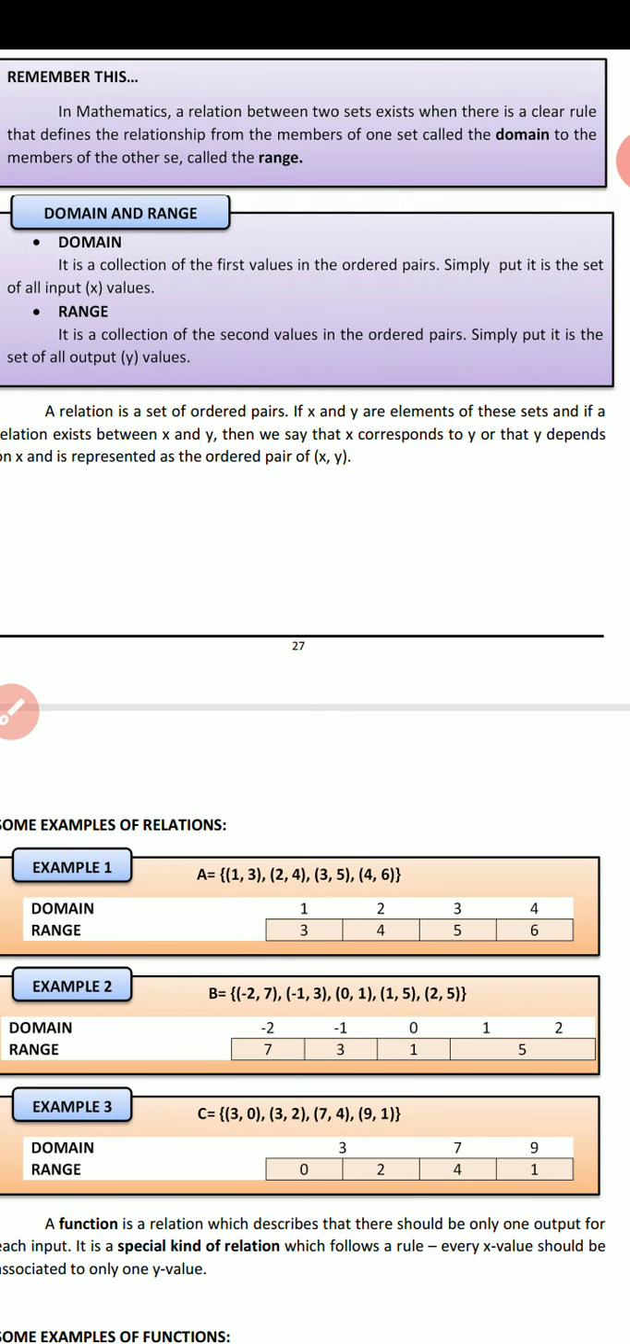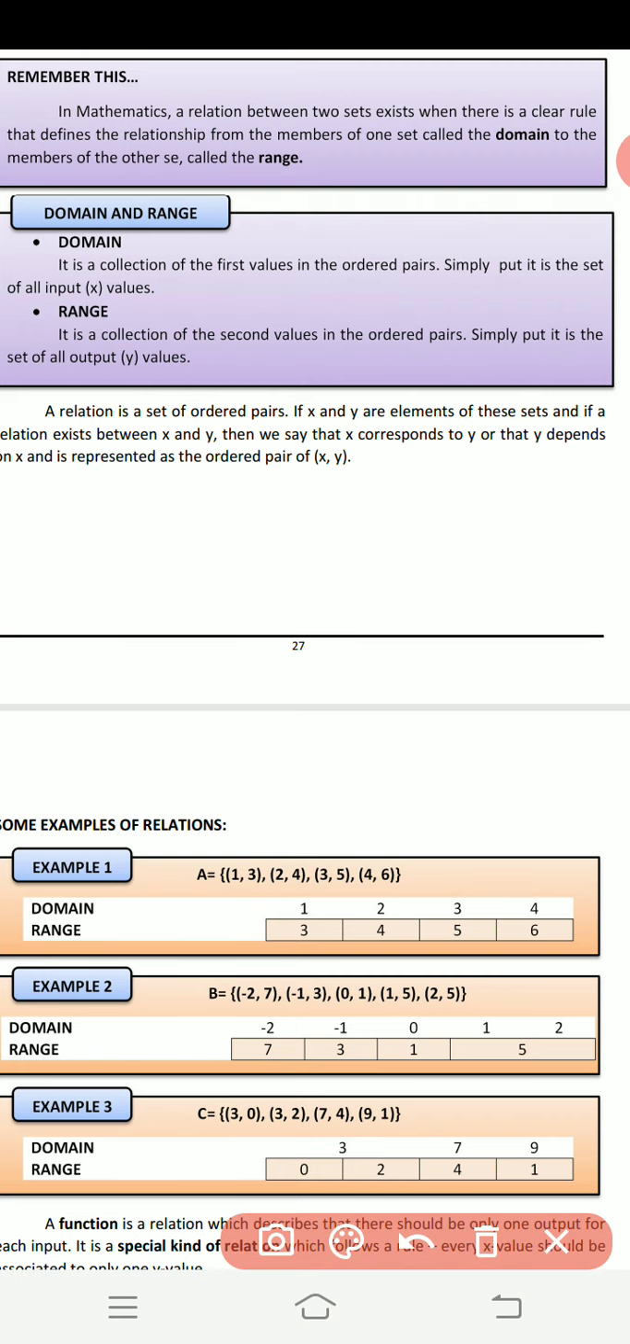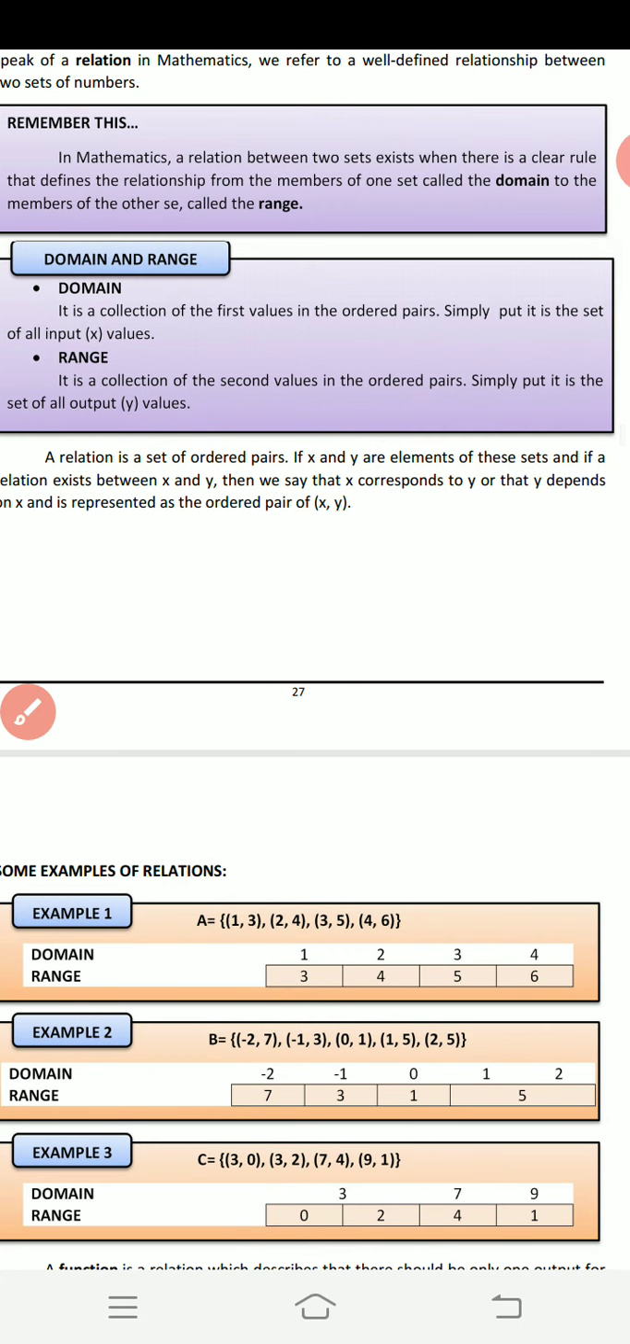So domain, it is a collection of the first values in the ordered pairs. In other words, lahat ng value ng x. Simply put, it is the set of all x values. And next we have range. It is a collection of the second values in the ordered pairs. Simply put, it is the set of all outputs or the y values.